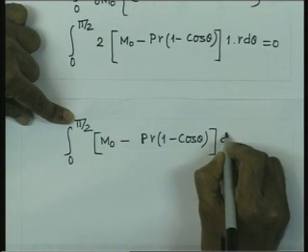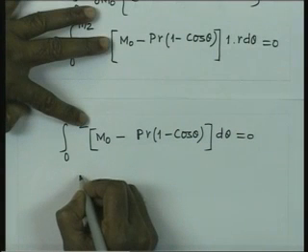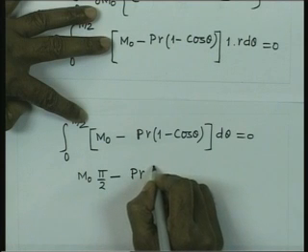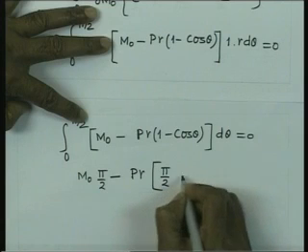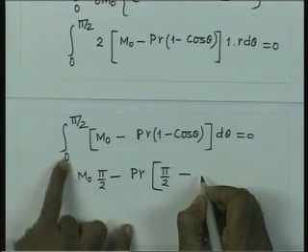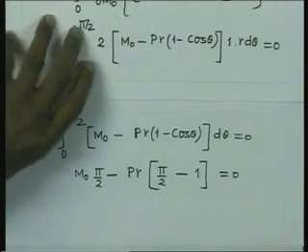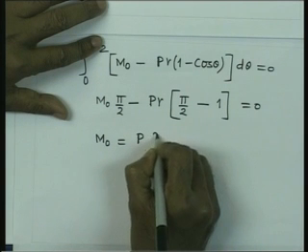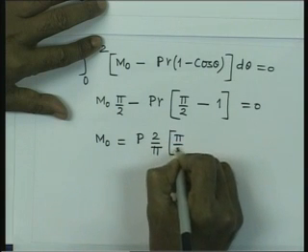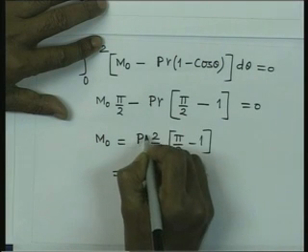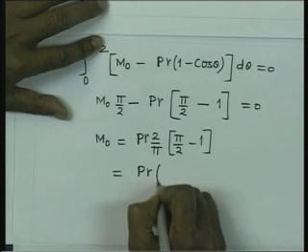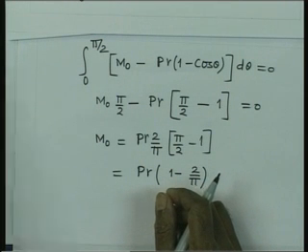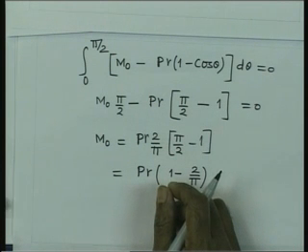So, this is equal to 0, and if we integrate, this gives us M0 pi by 2 minus PR, and this gives pi by 2 minus sin theta from 0 to pi by 2, which gives us 1. So, that is equal to 0. Finally, we find that M0 is equal to PR, 2 by pi, into pi by 2 minus 1, which is nothing but PR into 1 minus 2 by pi. So, this is the bending moment occurring at the point B or A.